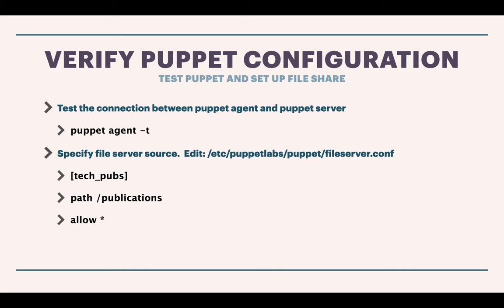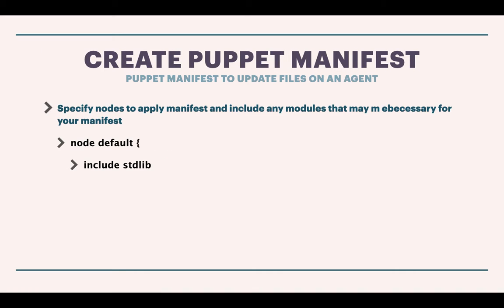Now you save this to a file called fileserver.conf, in the Puppet Lab configuration directory, which is puppet-lab/puppet. Once that's done, it's time to create your Puppet manifest.